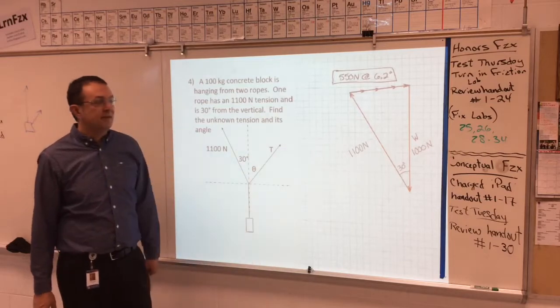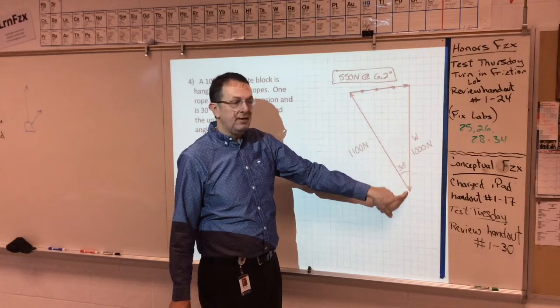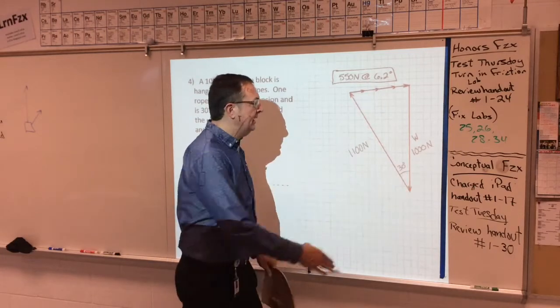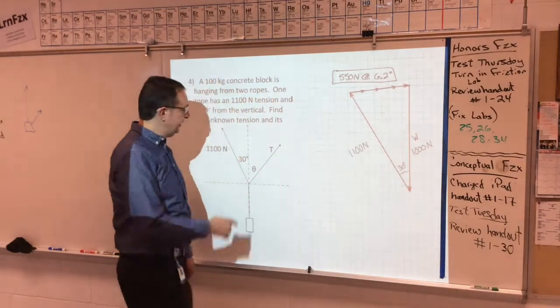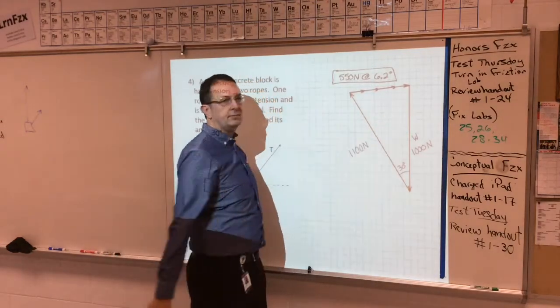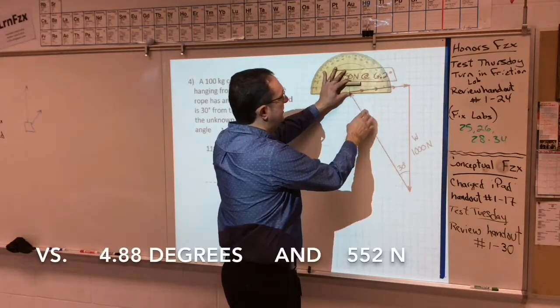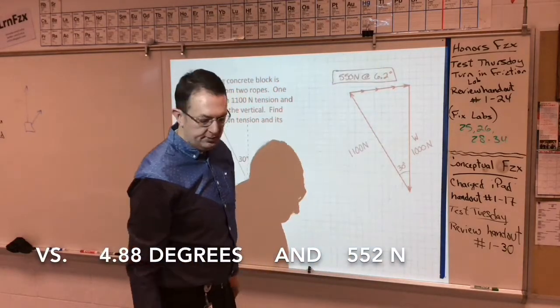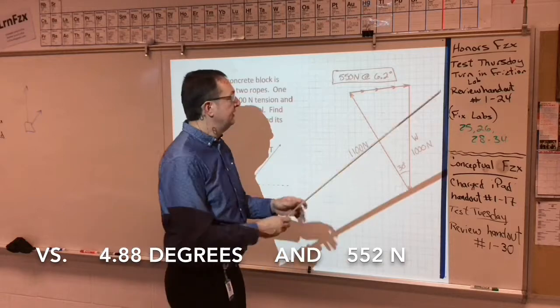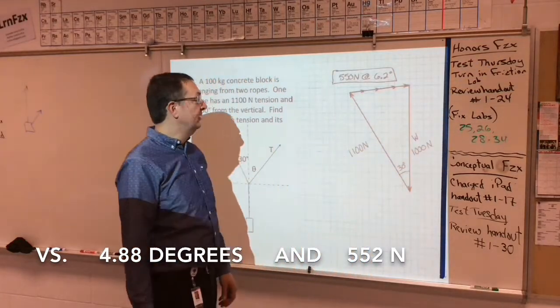But I can solve that exact same problem using this other method in exactly the same way. I know that the weight is 1,000 newtons. I'm going to start with that one every time. And then 1,100 newtons in that direction at 30 degrees, so I just reproduce that. And then draw it. And measure it. Measure the angle. 6.2 degrees. Measure that thing, you get 6.2 degrees. Measure the length of it. Got 550 newtons. It's a pretty good solution.